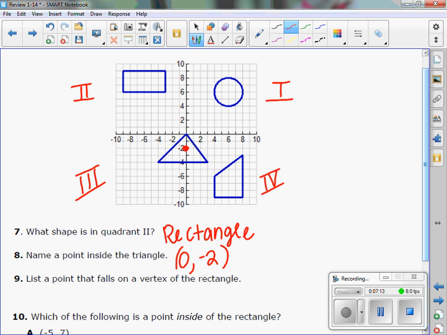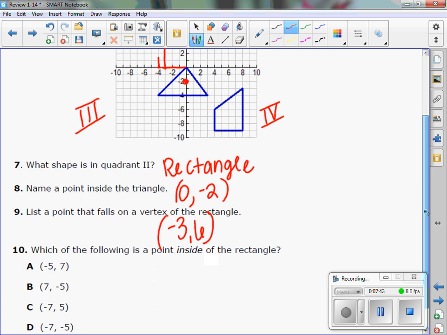There's multiple ones. List a point that falls on a vertex of the rectangle. Vertex meaning one of these 4 points, one of these 4 corners. So you can list one of them. It doesn't matter which one. I'm going to go ahead and just choose this one right here. So that would be over to negative 4, over to negative 3, up to 6. So negative 3, positive 6 would be just one of the possible answer choices there.